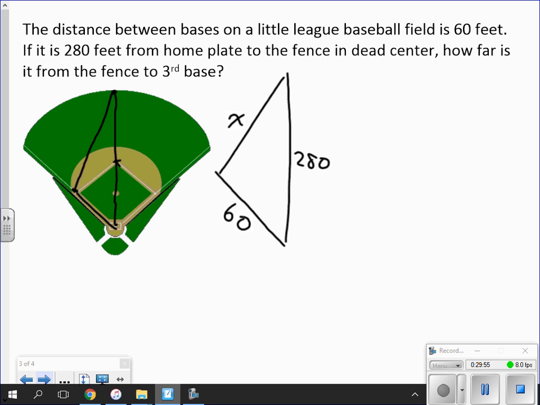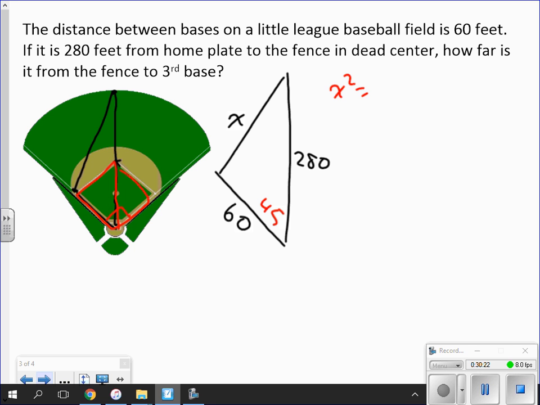What is the shape of a baseball diamond? This is a square. What is the angle measurement of one corner of a square? 90. What does the diagonal of a square do to that 90-degree angle? Splits it in half. So what is this angle down here? 45 degrees. Now we've got everything we need.